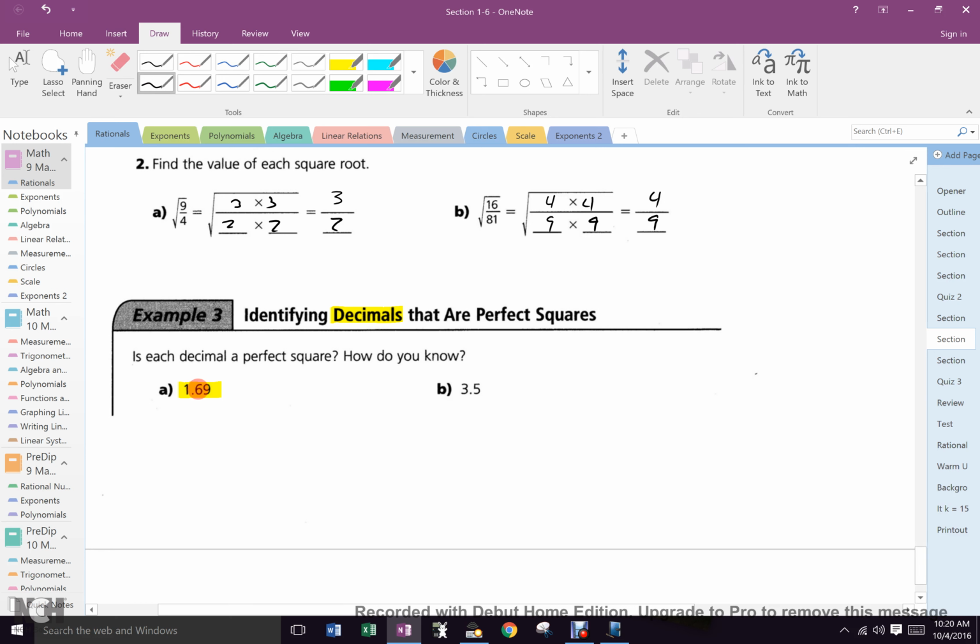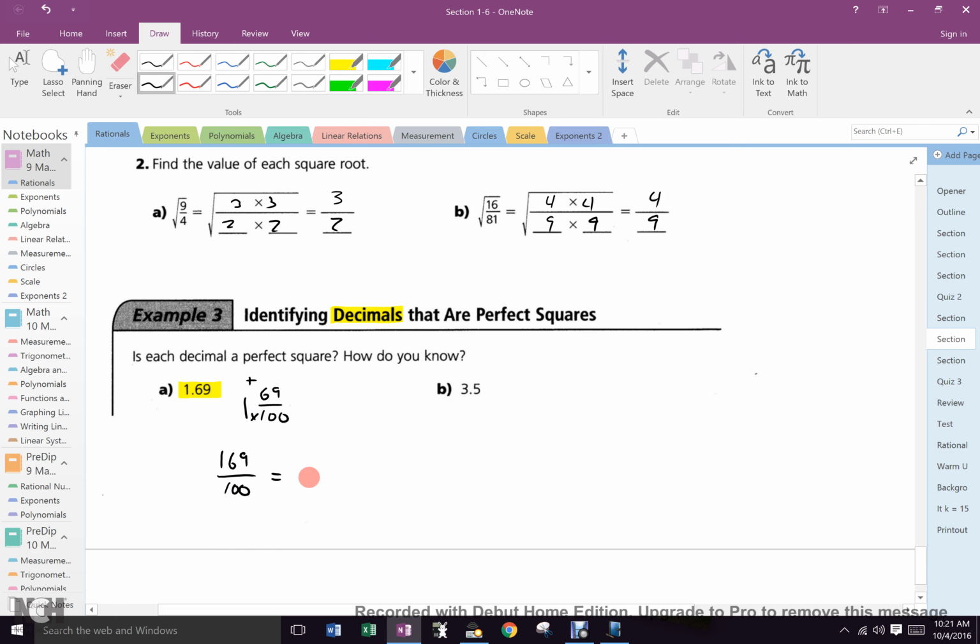This decimal is what? Can I make that decimal a fraction? Sure I can. Because it's 1 and 69 over 100, yes? Now how would I turn that into an improper fraction? Times plus, right? What's 100 times 1, plus 69? It's 169 over 100, yes?